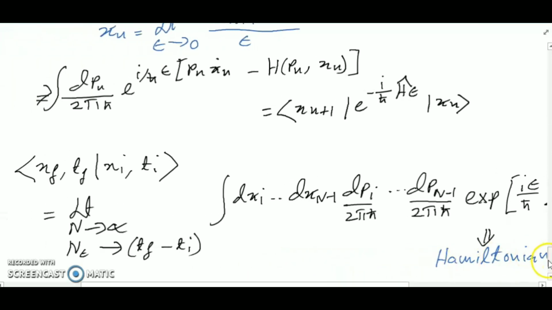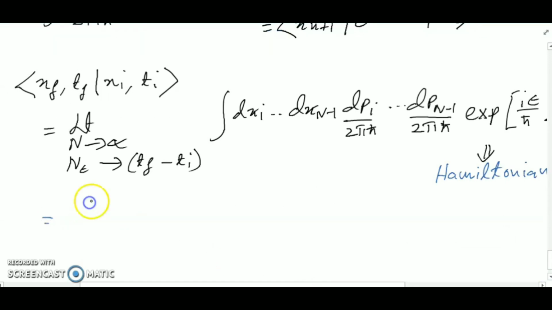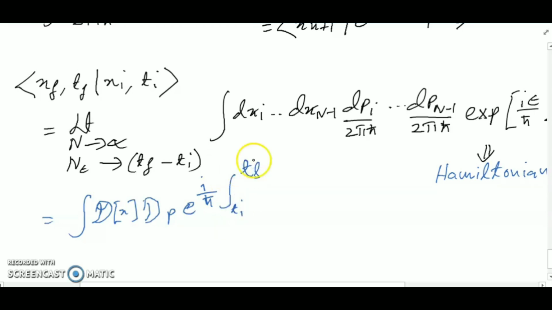So, D x and D p, e to the power i divided by h bar, integral from t i to t f dt, p x dot minus Hamiltonian, the classical function H of x comma p. This is my total equation.